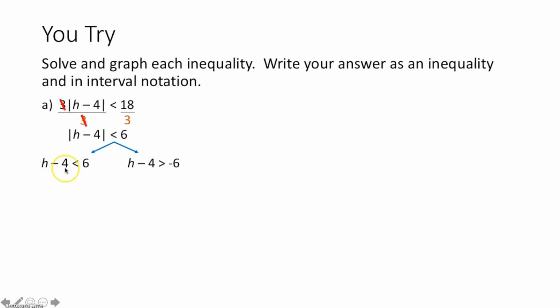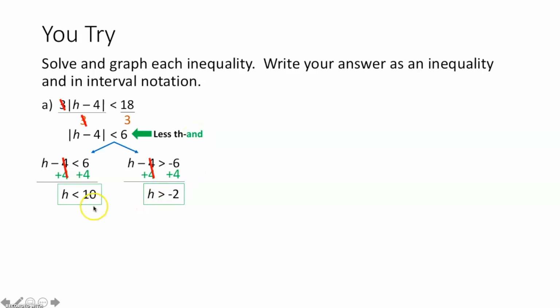So over here, to get h by itself, I add 4 to both sides. That way these cancel out, and 6 plus 4 gives you 10. On this side, to get h by itself, I add 4 to both sides, and negative 6 plus 4 gives you negative 2. Now, I decide, is this an and or an or compound inequality? We look, when the absolute value was by itself, we had a less than symbol. It's going to be an and compound inequality.